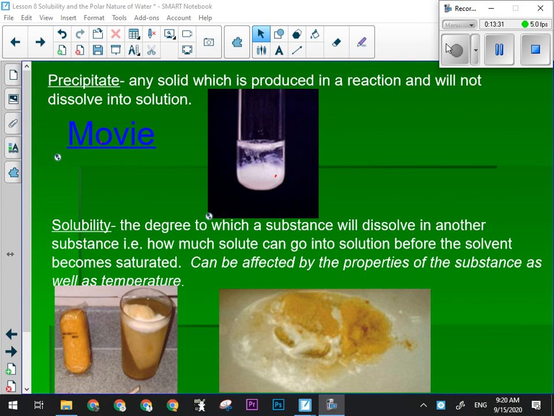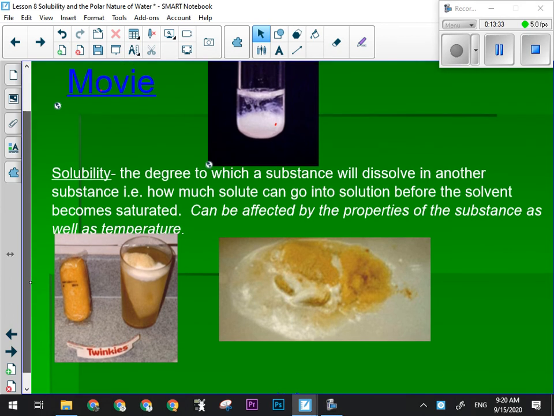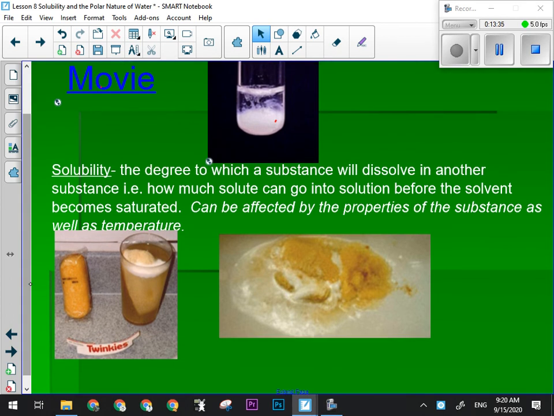Now, the picture you have here. Some things should be soluble. Some things shouldn't be. The modern Twinkie is water soluble. The original Twinkie was not. Why?